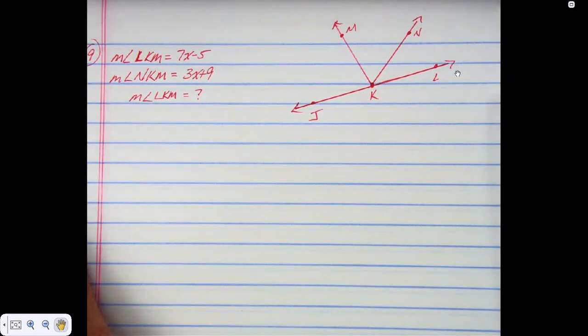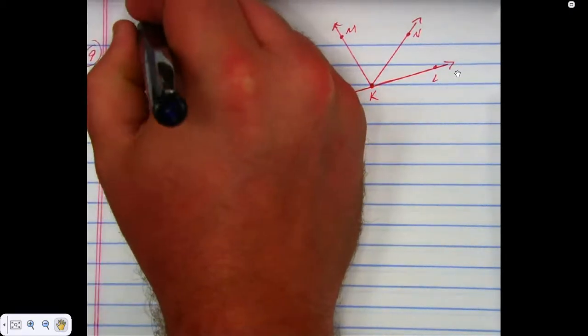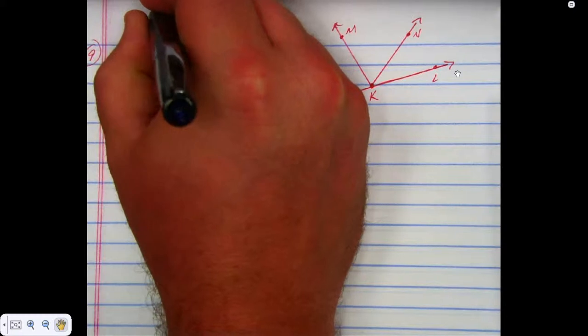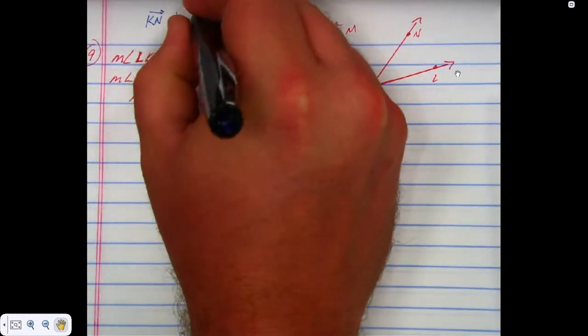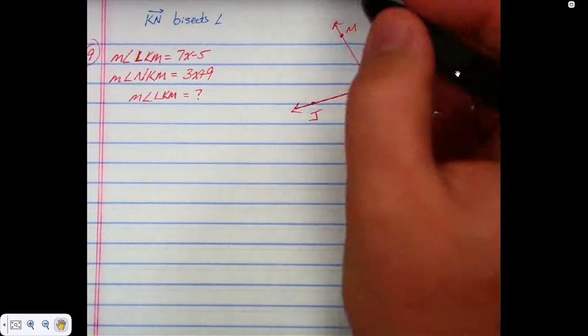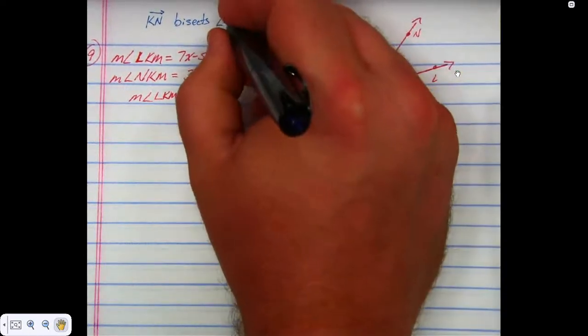I want everyone doing number 9. Ray KN, yes, and then angle LK bisects what? Angle LKM.